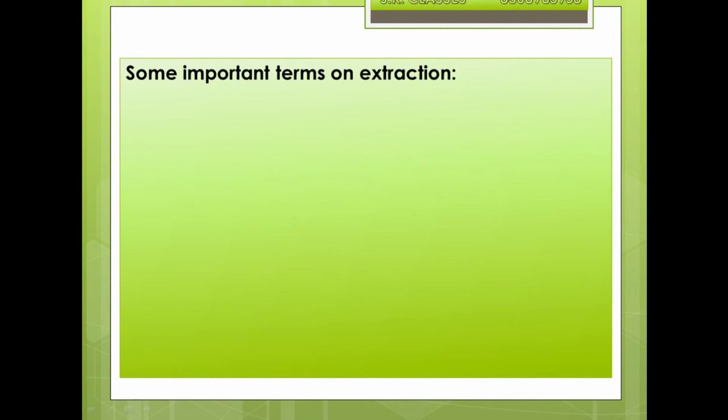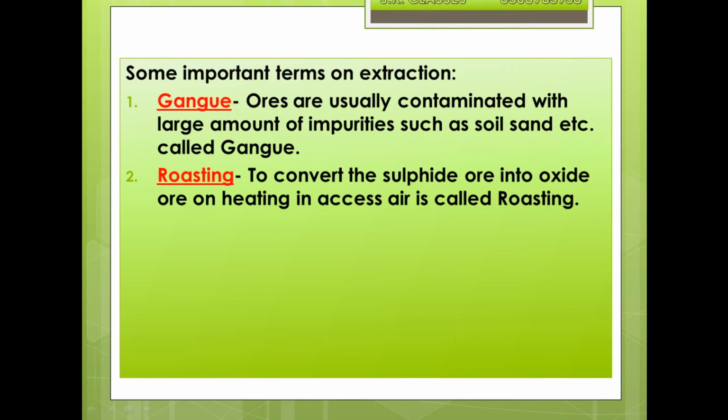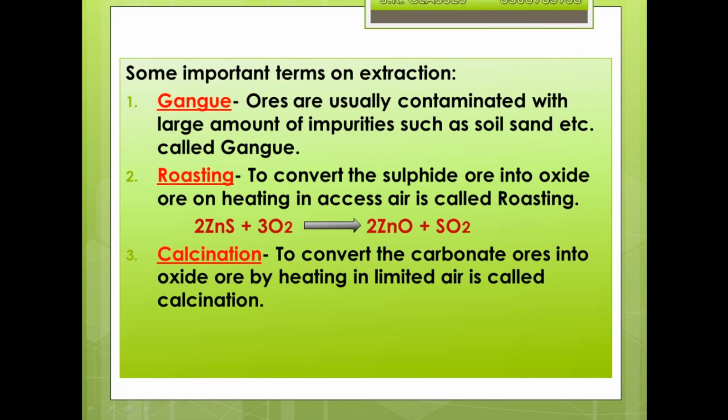Now we will discuss some important terms of extraction. Number one, gangue. Ores are usually contaminated with large amounts of impurities such as soil, sand, etc., called gangue. Second, roasting. Converting sulfide ore into oxide ore by heating in excess air is called roasting. For example, zinc sulfide reacts with oxygen to give zinc oxide plus sulfur dioxide, so that it can be easily reduced.